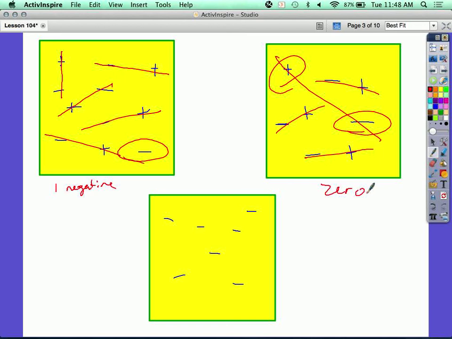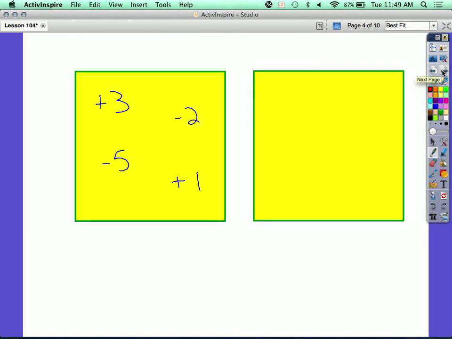On the bottom, I have no positive signs, but I have 1, 2, 3, 4, 5, 6, 7 negatives. Okay. So if I have 7 negatives, that's the same as saying I have a negative 7 in that box. So if I had 1 negative, that's the same as saying I have negative 1 in that box. 0 obviously is 0. So now we're going to look at it with numbers in our boxes.